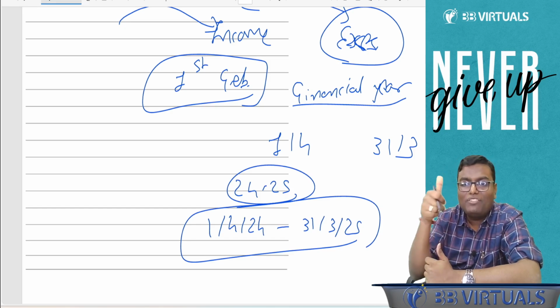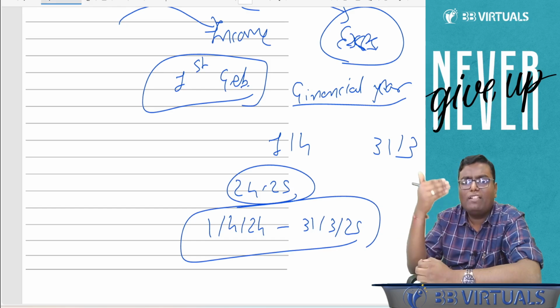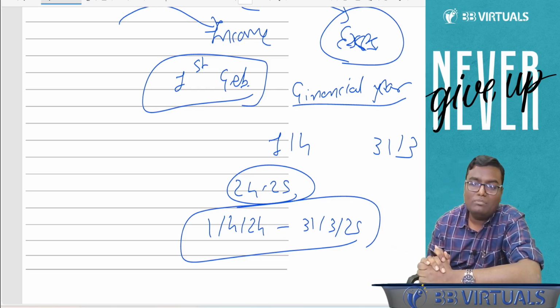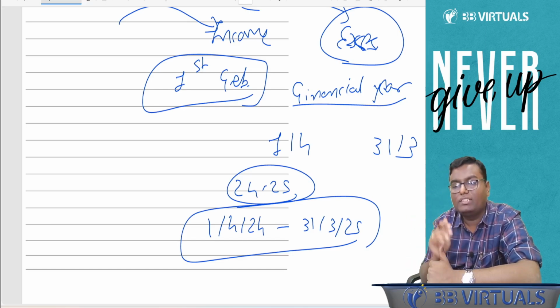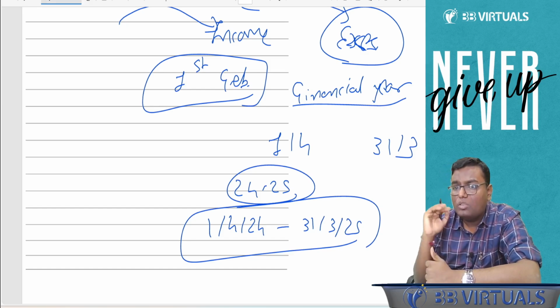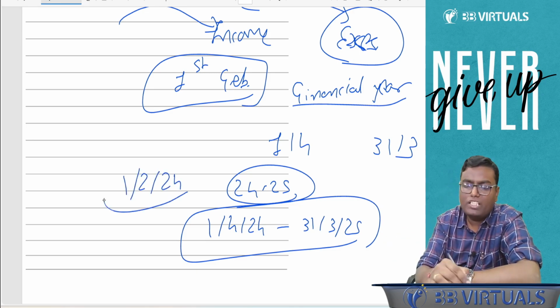So for you, which financial year is applicable? 24-25. For the May 25, September 25, January 26 attempts, the financial year which will be asked is 24-25. Now tell me, what will be the date of budget for this financial year? For this financial year, the budget must have come on which particular date? Perfectly fine. 1st February 2024.